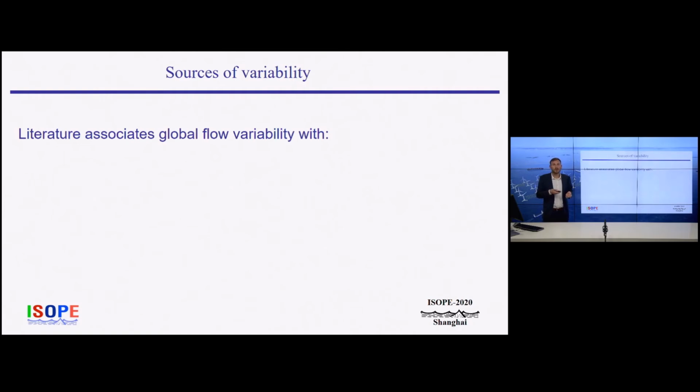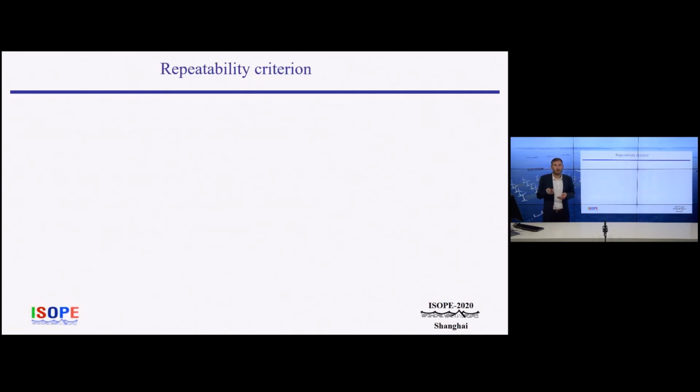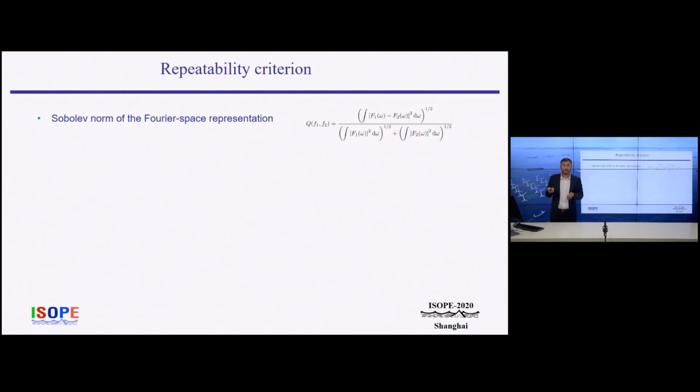Now, different authors discuss the challenges encountered to generate repeatable global flows, mainly due to the inability of the wavemaker to mechanically follow the steering signal accurately, or the lack of accuracy in measuring the water depth, and low frequency waves in the flume, also known as seiching. So how do we know that the global flow is repeatable? In this study, for the quantitative evaluation of the global flow repeatability, we use a method which is based on the Sobolev norm of the Fourier space representation.